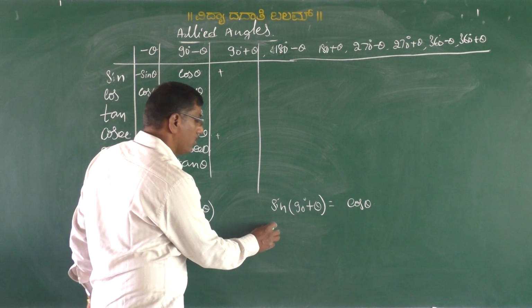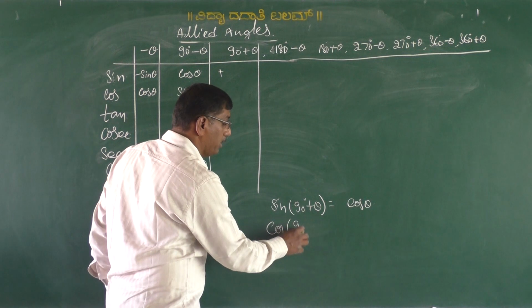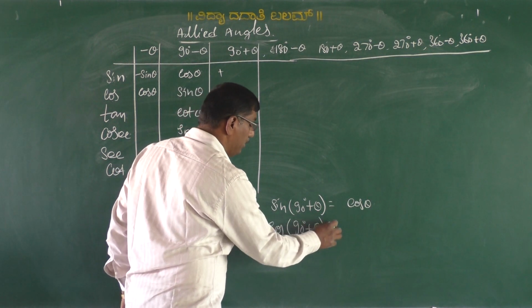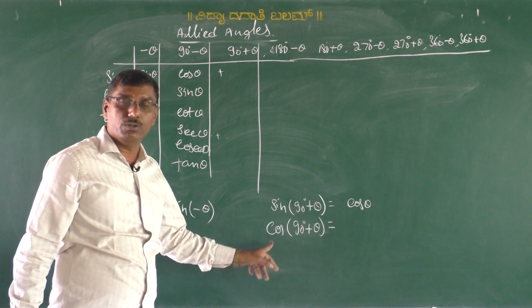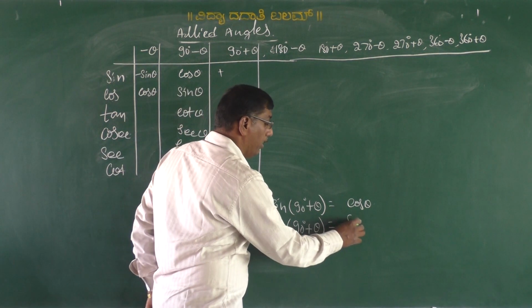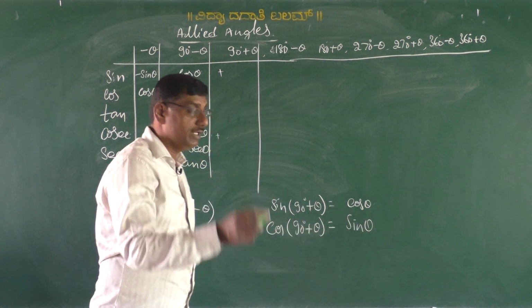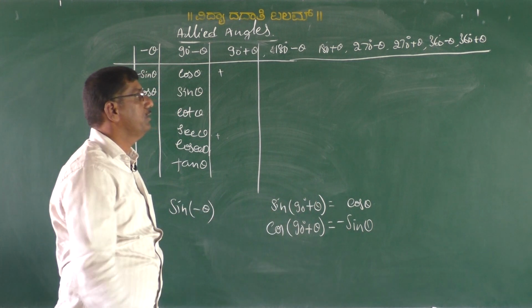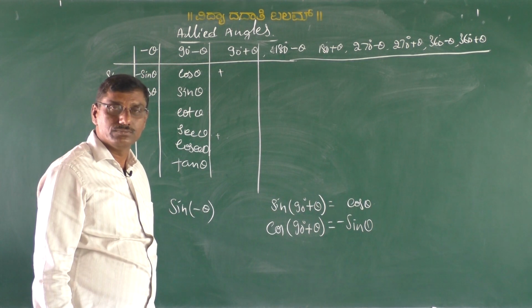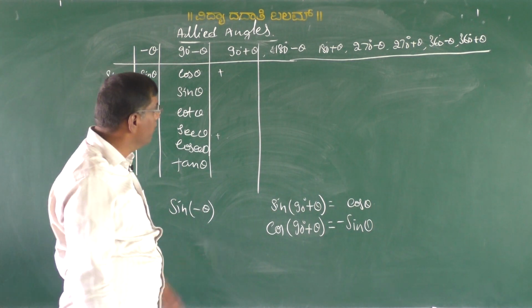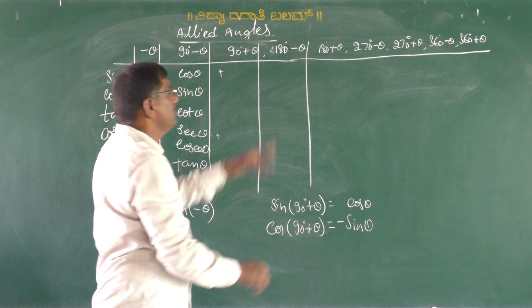What about cos of 90 plus theta, my dear student? Cos of 90 plus theta has the co-ratio of cos, which is sin theta, but in the second quadrant cos is negative, so we get minus sin theta. Are you understood? Similarly, for 180 minus theta.